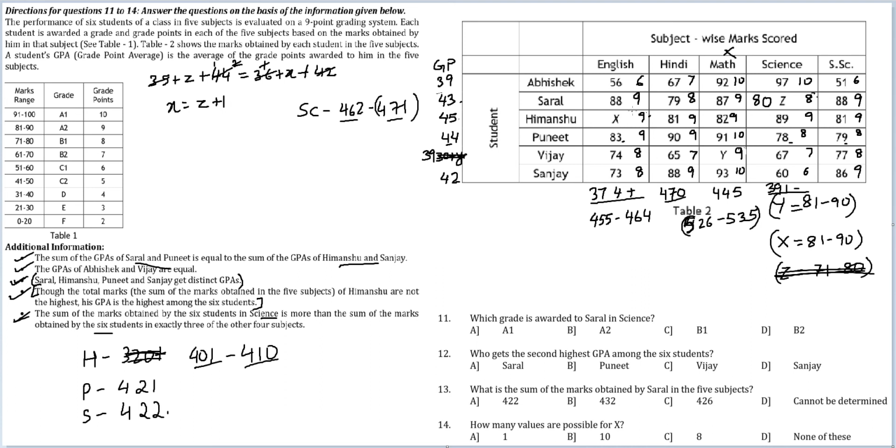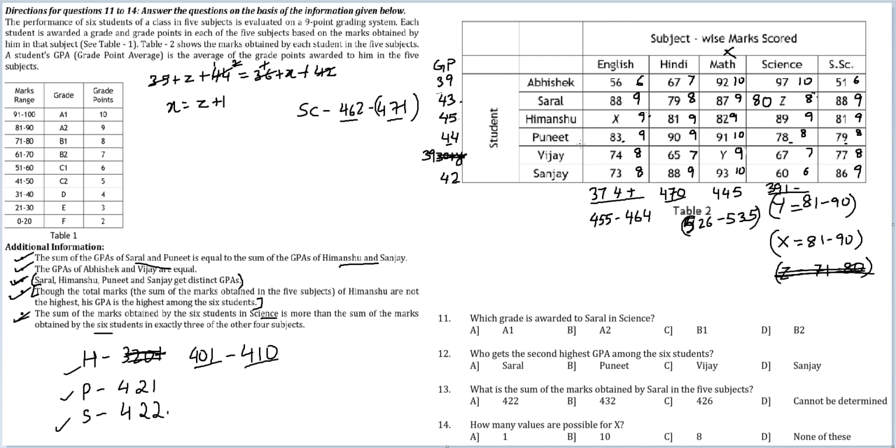Let me check again. How is this possible? Puneet 83 plus 78 plus 79, 240. 240 plus 90 is 330. 330 plus 91 is 411. Oh, 240 plus 180. Yeah, so Himanshu is not the highest. He's got 2 people ahead of him, so everything is fine. X can lie anywhere in this range. Y can lie anywhere in this range. Okay.